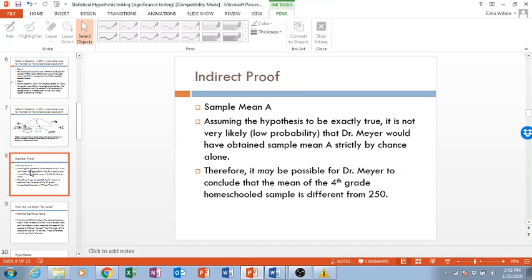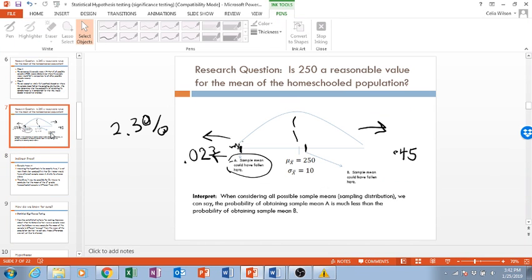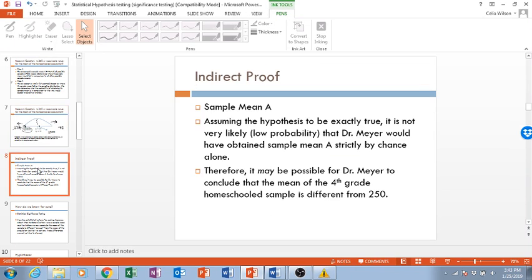So we're not ever going to definitively say homeschooled students have a different mean than public school students, but we can say the probability he would have gotten the sample mean he got, if the hypothesis is true, is really small. Therefore, we're going to conclude that the hypothesis is not true, that homeschooled students do not have the same mean as public school students. Okay, so that's what we mean by indirect proof.